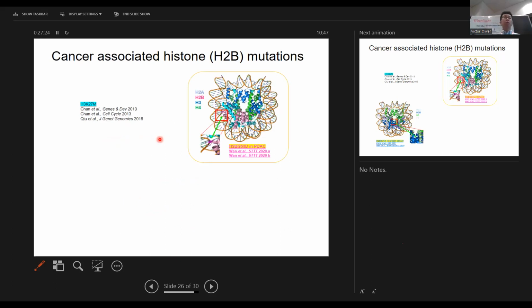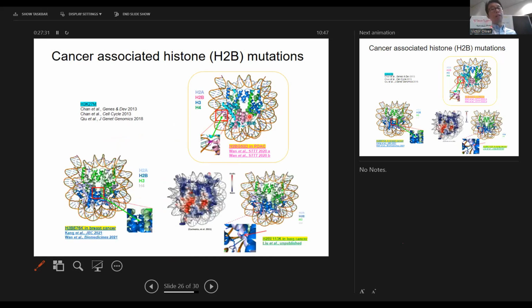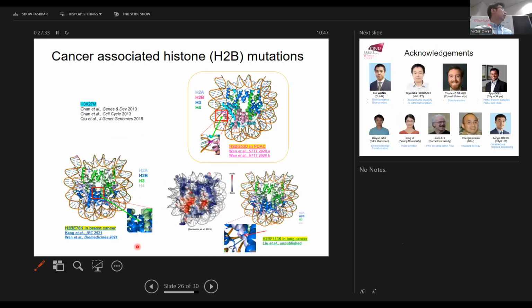So I have shown you our work on the G53D mutation. At that time, we also identified other mutations in histone H2B, including the H2B E76K mutation found in breast cancer, and the H2B E113K mutation found in lung cancers. I don't have time to show you our data on these two stories, but I'm very happy to have a potential collaboration with one of the audience in this meeting in Japan.